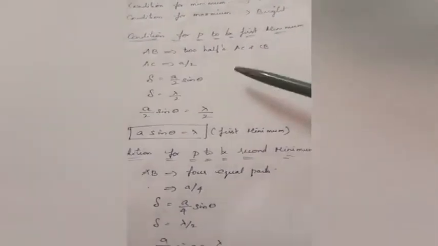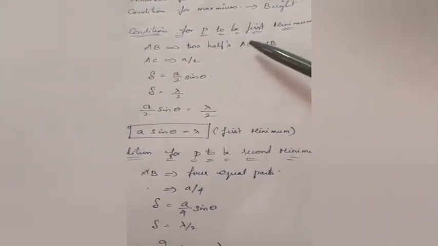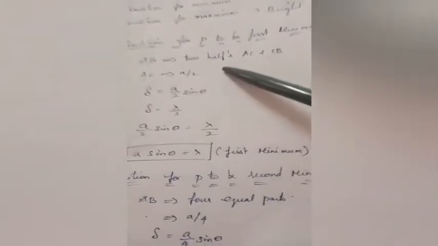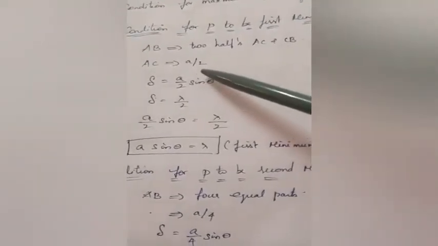The condition for minimum is dark, and the condition for maximum is bright. First we study the first minimum, at point P. Suppose we take P as the first minimum. We consider the slit width AB and split it into two equal parts. So AB is considered as two halves, each of a by 2.